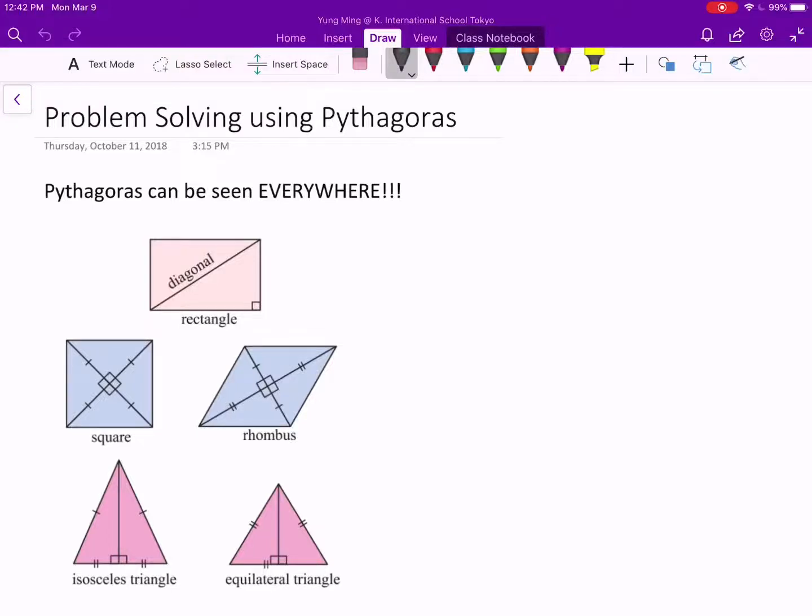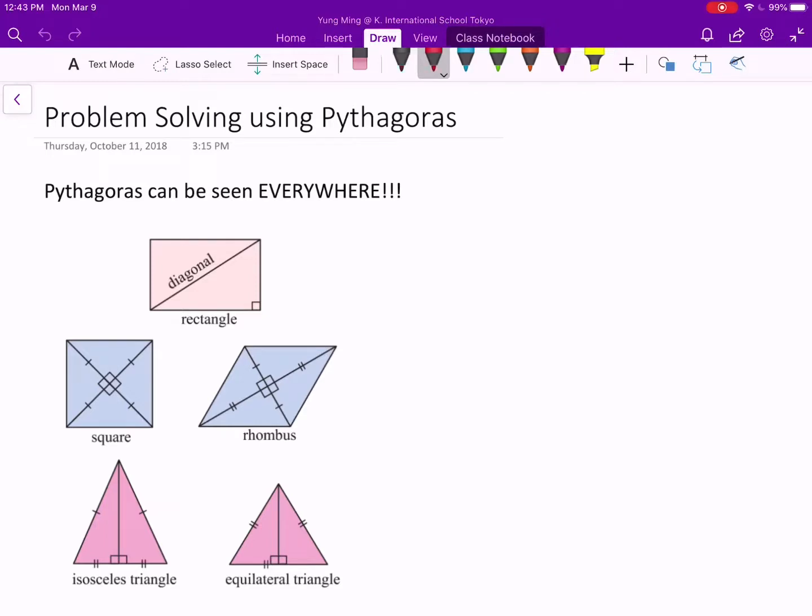Alright guys, welcome back. Today we're gonna be solving some problems using Pythagoras. As you can see, Pythagoras can be seen everywhere in this world. For example, if you see some geometry shapes, like rectangle, square, rhombus, triangles, you can always see a right angle. As long as you see a right angle with other 2 or 3 straight lines, basically that means you form a right angle triangle.